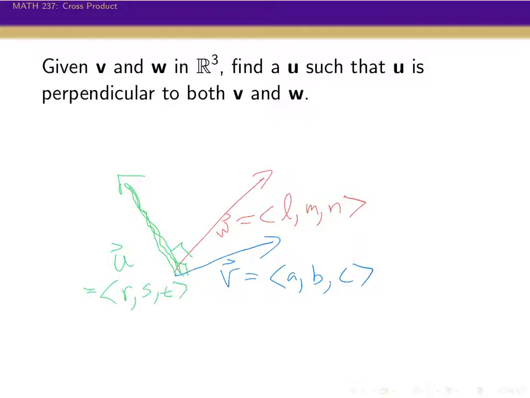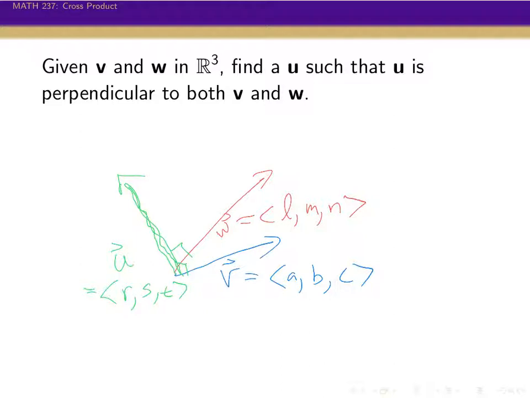Okay, so we want to find some u, and there's only going to be one line that's perpendicular to v and w, so there's really only 2 directions, one direction up and one direction down in this picture that you could be going, but we just want to find some u given v and w that'll be perpendicular to both of them.